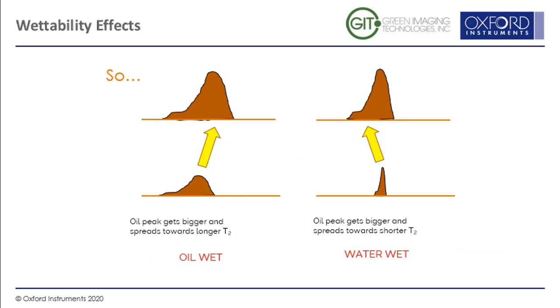In summary again, for an oil-wet rock, the oil T2 distribution increases and spreads right. For a water-wet rock, it increases and spreads left.